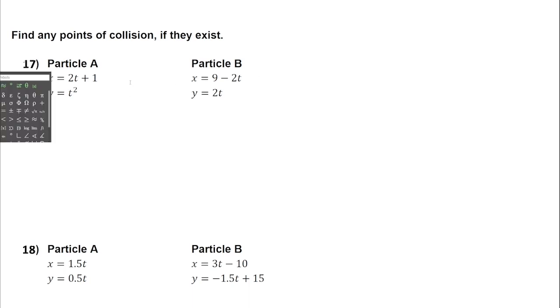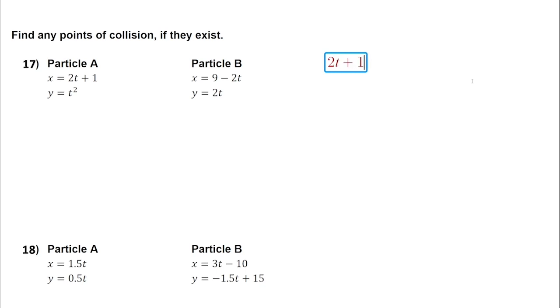We'll start by picking either x or y. In this case, I think it might be easier to start with the x's and set those two equations equal to each other to give us a potential time when the collision could occur. So I'll start with the x's and say 2t plus 1 equals 9 minus 2t. And so we're going to solve this by first adding 2t to both sides, and I'll get 4t plus 1 equals 9. And then we'll subtract 1 from both sides and get 4t equals 8. And finally divide both sides by 4 to get t equals 2.